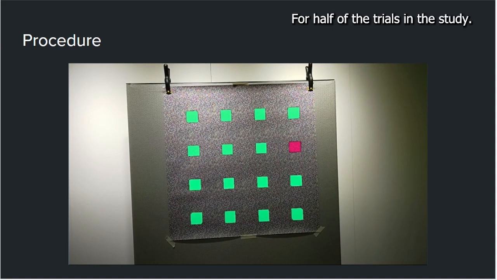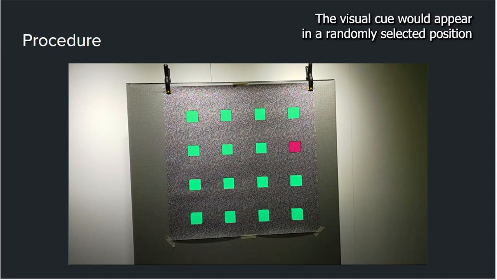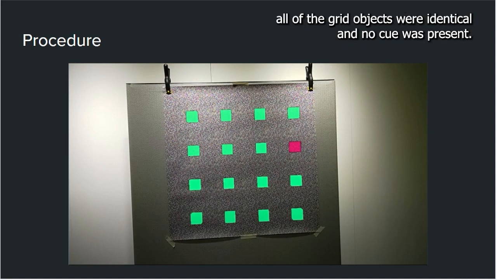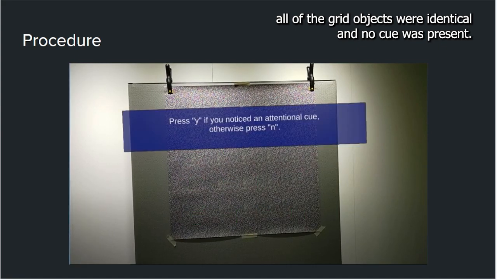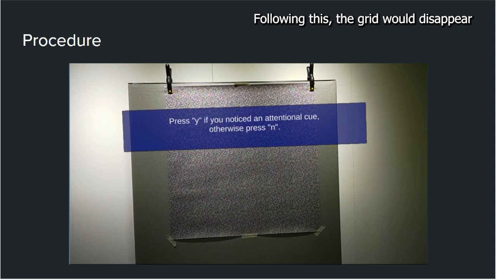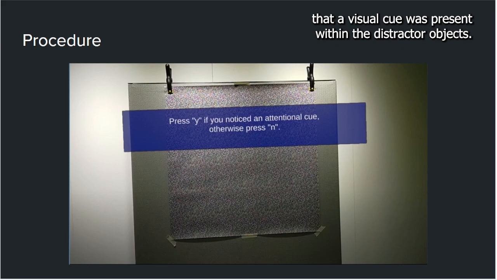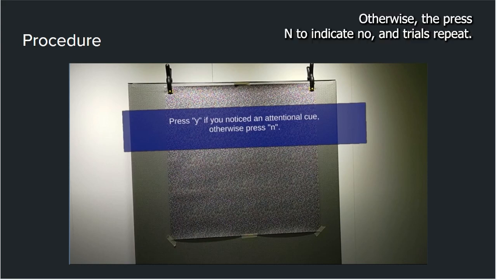For half of the trials in the study, the visual cue would appear in a randomly selected position within this grid, while for the remaining half of trials, all of the grid objects were identical and no cue was present. Following this, the grid would disappear, and the user is asked to press the Y button if they notice that a visual cue was present within the distractor objects. Otherwise, they press N to indicate no, and trials repeat.